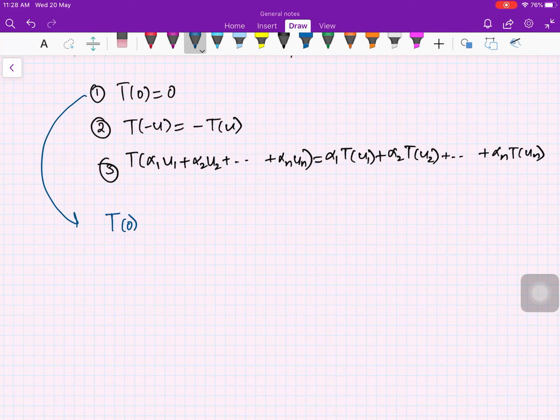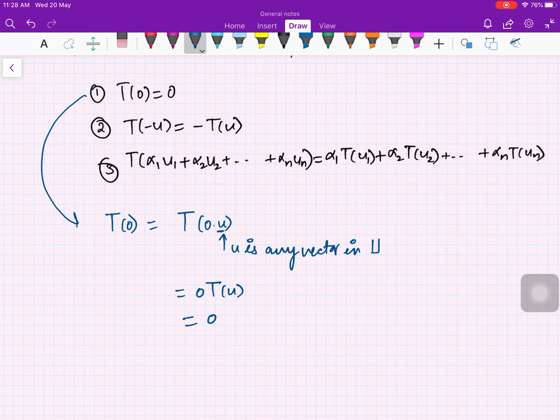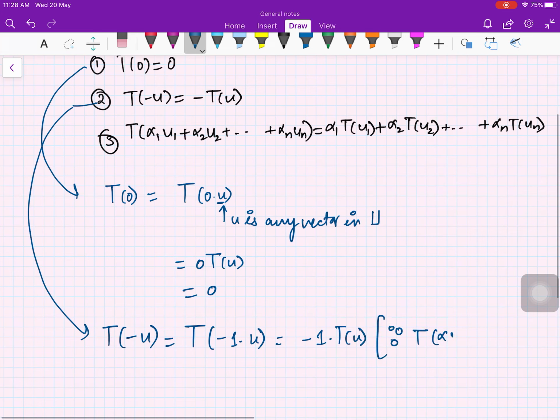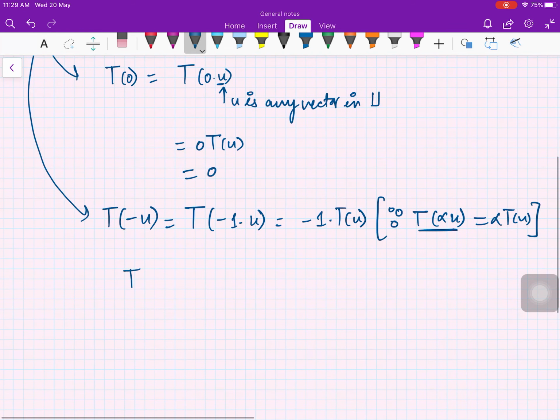Let us look at the first property. T of 0 is 0. How can you do this? You can just write it as 0 into U, where U is any vector in U, and then you can write it as 0 into TU, which is 0. So you get T of 0 is 0. Now if you look at the second property, you have T of minus U, that is actually T of minus 1, which is a scalar, times U. This is minus 1 into T of U. This is from the property of the linear transformation that T of alpha U is alpha TU. So you get T of minus U is minus TU.